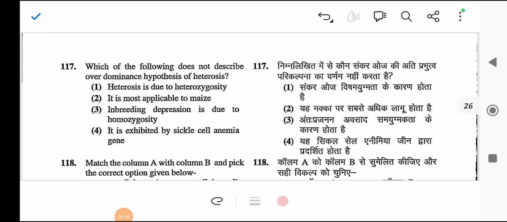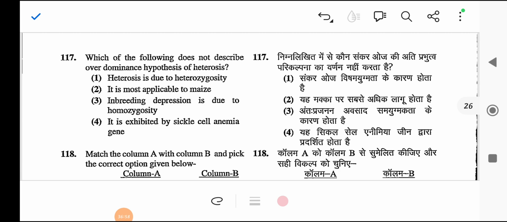Next, which one of the following does not describe the over-dominance hypothesis of heterosis? Heterosis is due to heterozygosity. This is true. It is most applicable to maize. This is absolutely incorrect. How can it be most applicable to a particular crop?